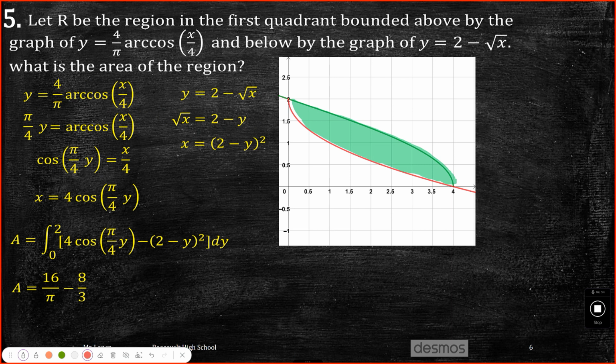(16 over pi minus 8 over 3). Enter. 2.426. I don't know what I did wrong. I got 289. I don't know how I got that. So, anyways, all right. Let's move on.